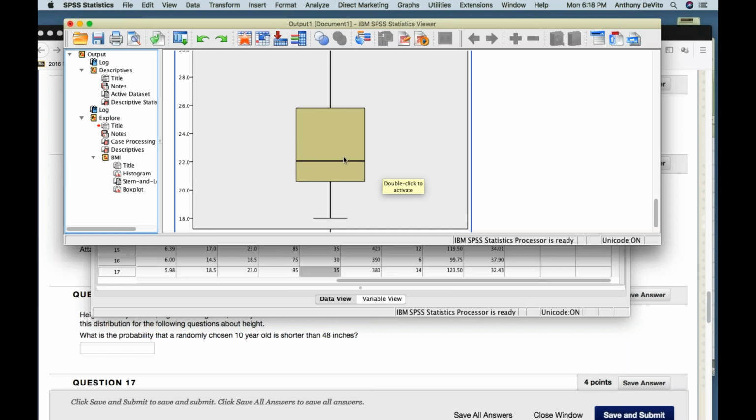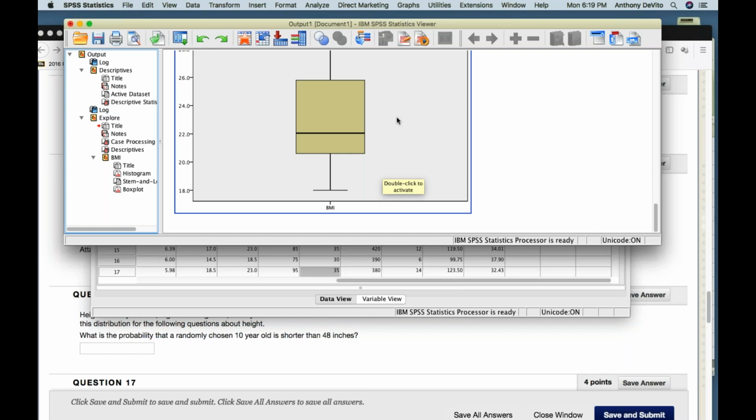The median BMI was about 22, and they're student athletes after all. And the 25th percentile was about 21, and the 75th percentile was 26. So let's see, 21 to 26, that's a difference of 5. So our interquartile range is 5, as we observed before. Okay, so let's go back to this.